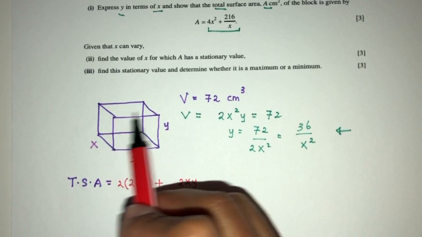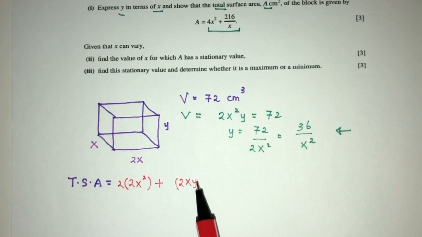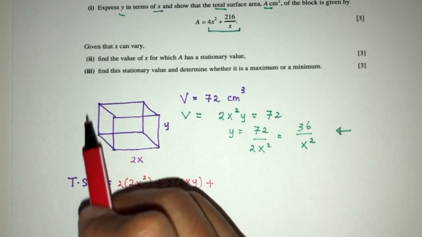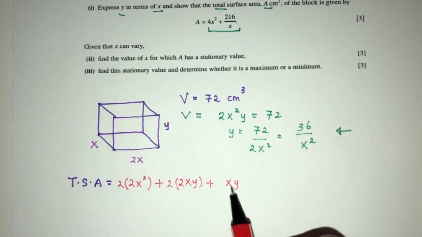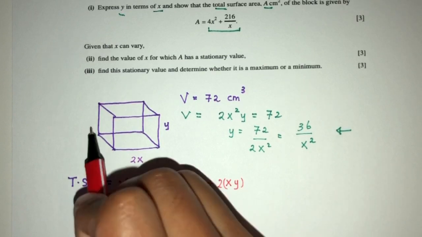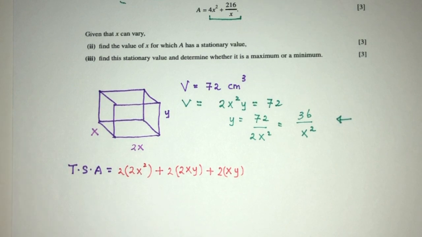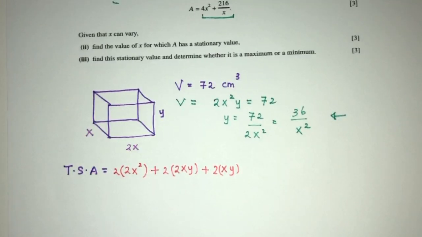And again, this area will be the same as the back one, so we have to times 2. And then we have this area right here will be x times height, which will be xy, and then times 2 again because we have this side and this side. So in total we have 6 faces, which will add up to form the TSA of this shape.